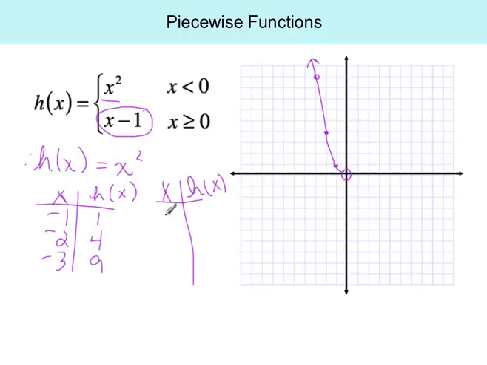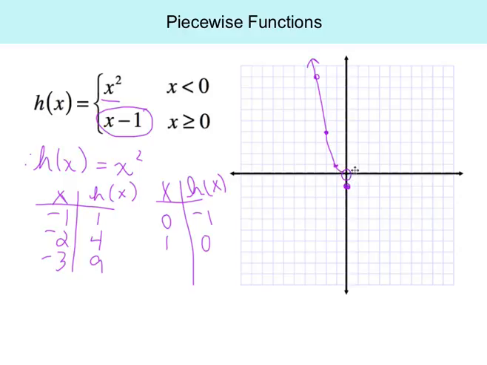At x equals 0, now I'm plugging into the second part of my piecewise function. H of x is equal to negative 1. At x equals 1, h of x is going to be 0. And you can see this part of my graph is going to be a line. So I'm going to plot some points. At x equals 0, h of x is negative 1. That's a closed circle there.